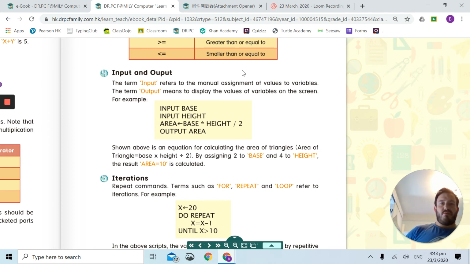The term input refers to the manual assignment of values to variables. The term output means to display the values of variables on the screen. So for example, we can have an input base, an input height. Area would be base times height divided by 2 and would give us an output area. This is an equation for calculating the area of triangles. Area of triangles is base times height divided by 2. So by assigning 5 to base and 4 to height, the result area equals 10 is calculated.